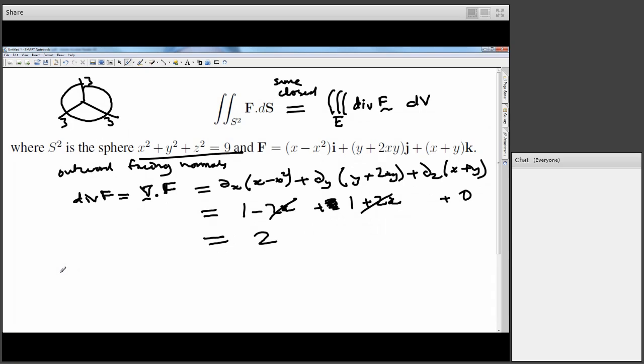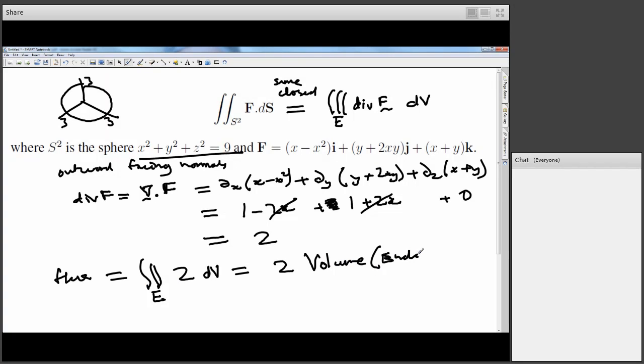And so our flux integral by the divergence theorem is the triple integral over the enclosed region of 2 dV. And because that's a constant, we can take 2 out the front, and it's just the triple integral of just the volume. So that would just be the volume of the enclosed solid. And since it's just a sphere, we know the volume of a sphere is 4/3 pi the radius cubed. And since the radius is 3, that will give you pretty much the answer.